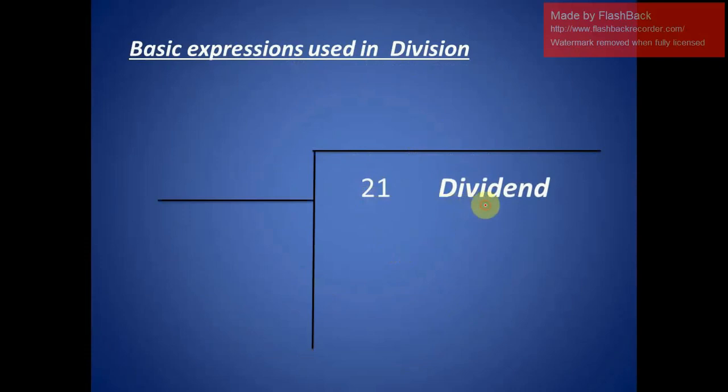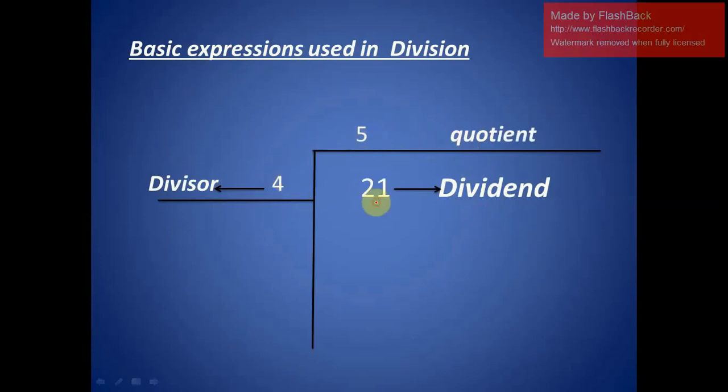21 is called the dividend. Number 2, write the divisor. 4 is called the divisor. We want to divide 21 pounds by 4 persons. The result of the division is called the quotient. Each person takes 5 pounds.